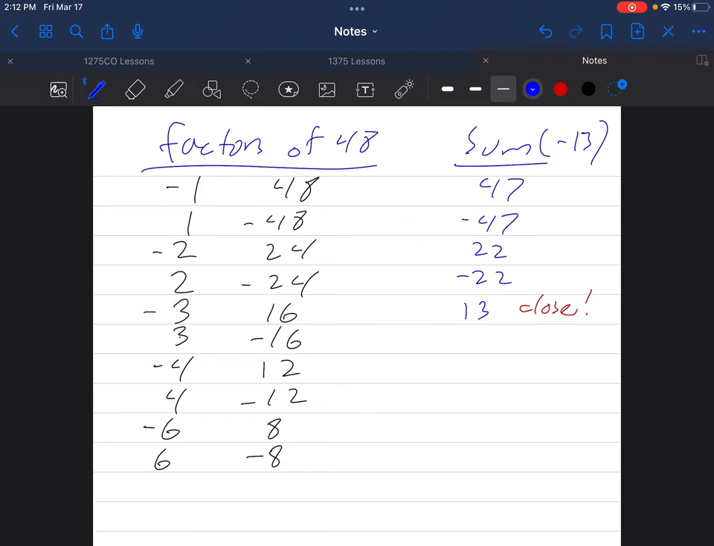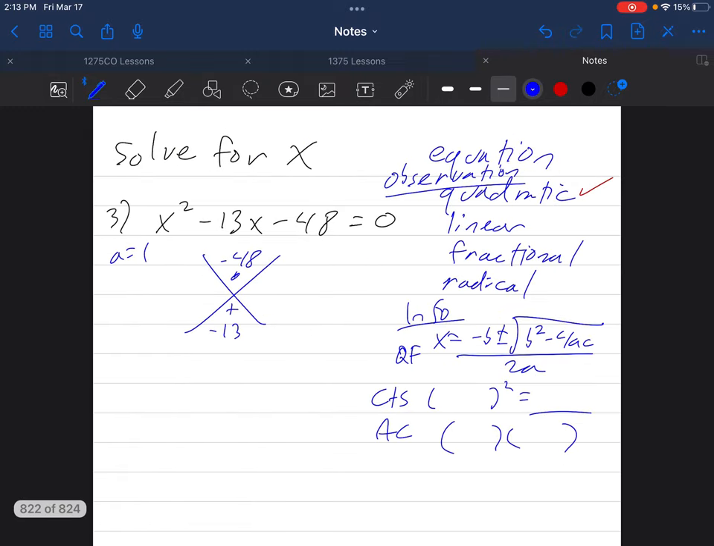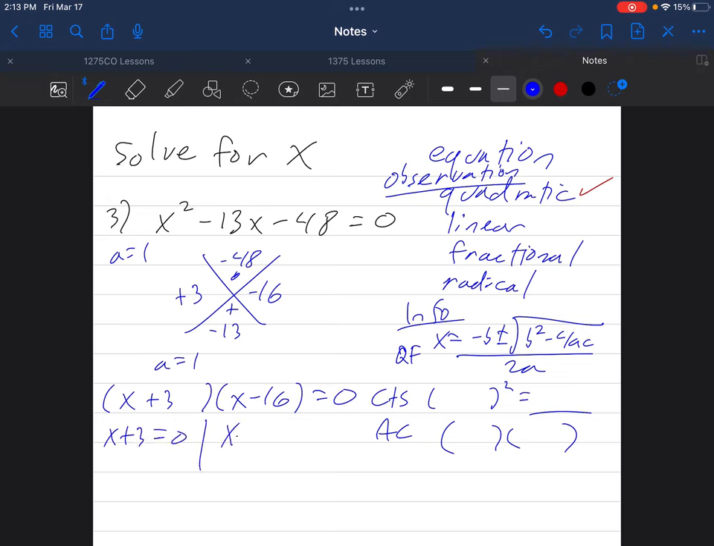Next one up, 3 plus negative 16 is negative 13. And we have hit, so we will stop right there. We do not need to consider these on the bottom. This is what we're looking for all along. Plus 3, minus 16 is our factors. So again, because a is equal to 1, that means we can open up 2 parentheses beginning with x and x. We can drop in our plus 3, our minus 16, and then we can continue with the zero product rule.